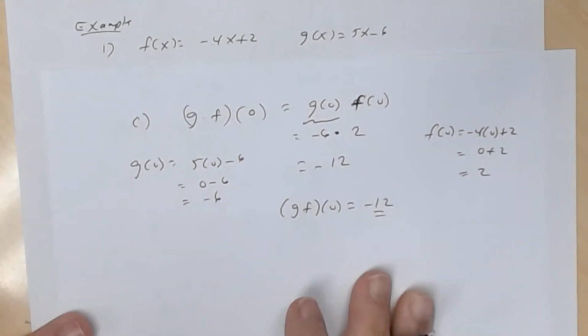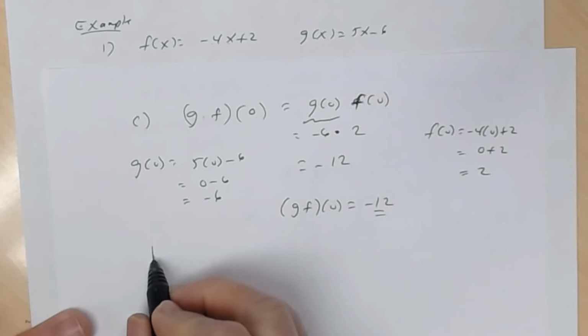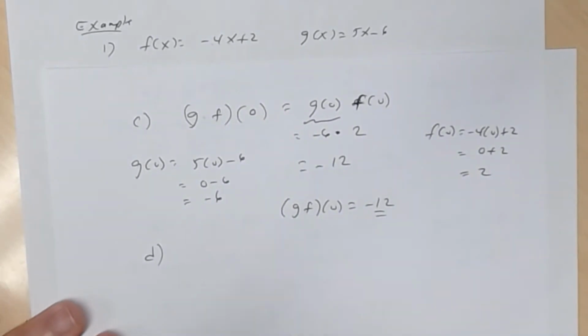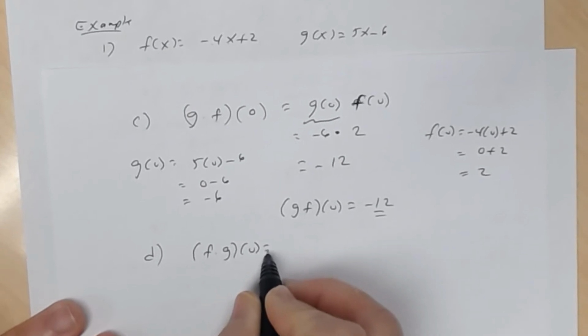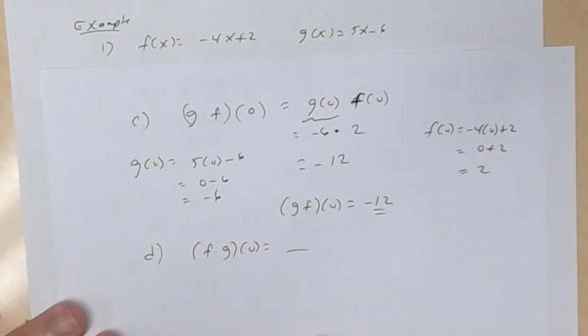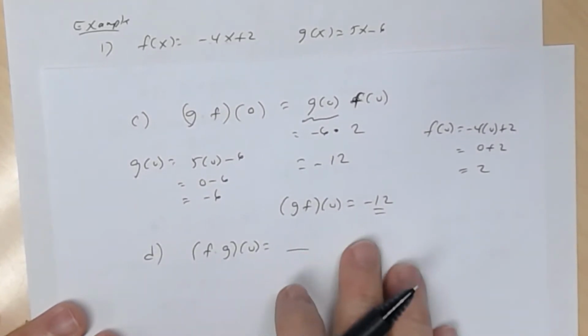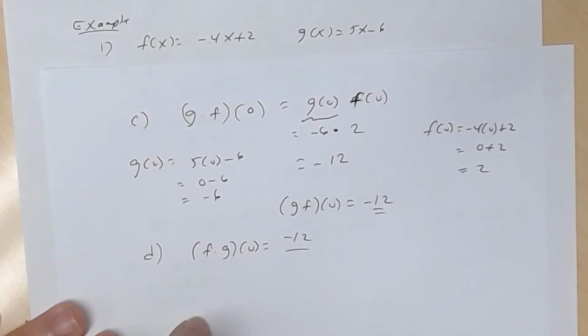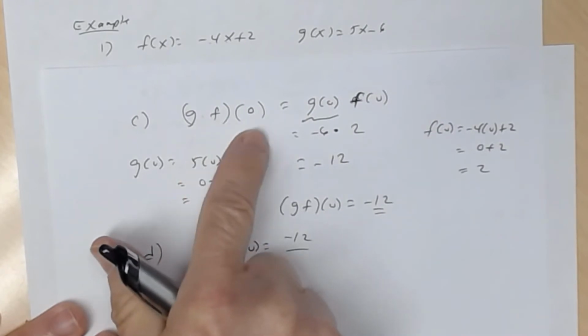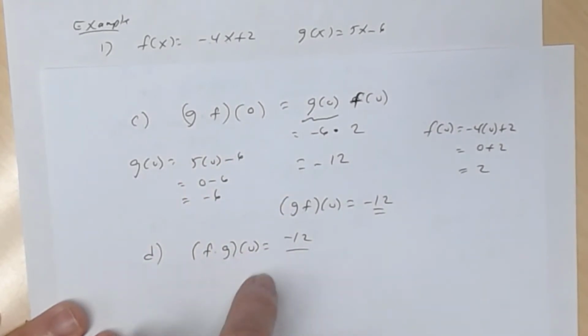Now, real quick, I'm going to do part D. What do you think f times g at 0 is? Yeah, so the answer is negative 12, right? Negative 12, because remember, multiplication is commutative. g times f at 0 means the same thing as f times g at 0. Multiplication is commutative, so the answer should be the same.